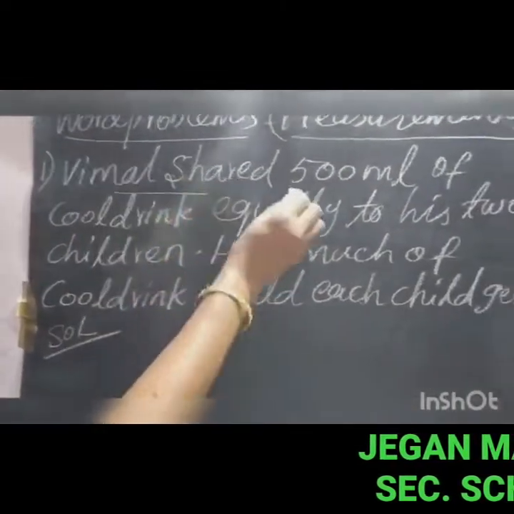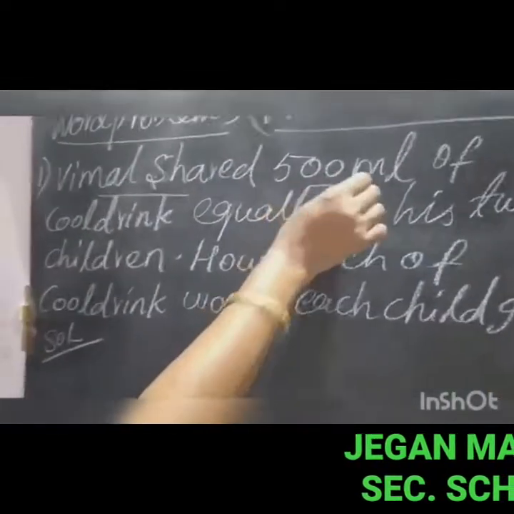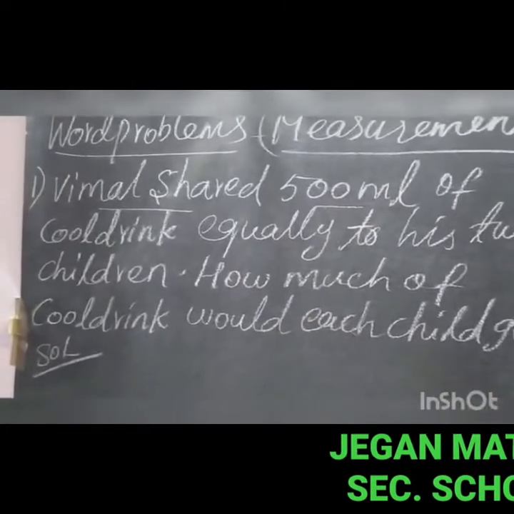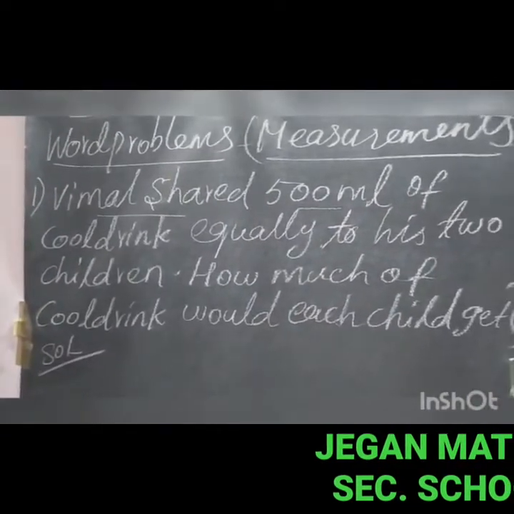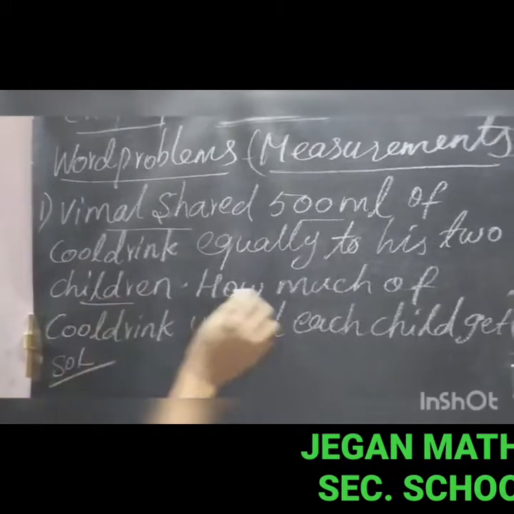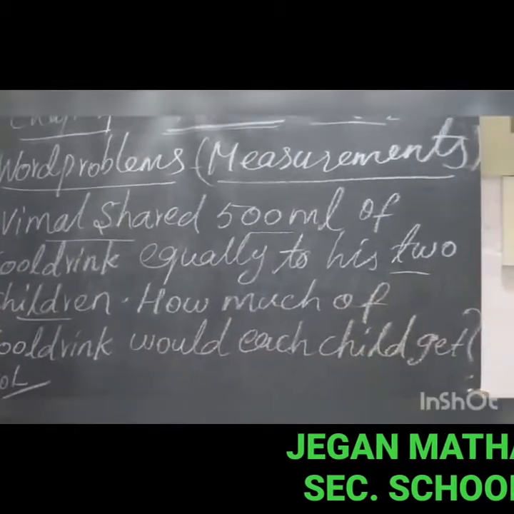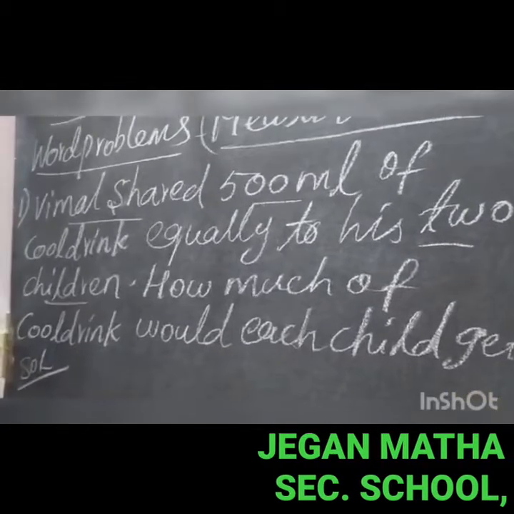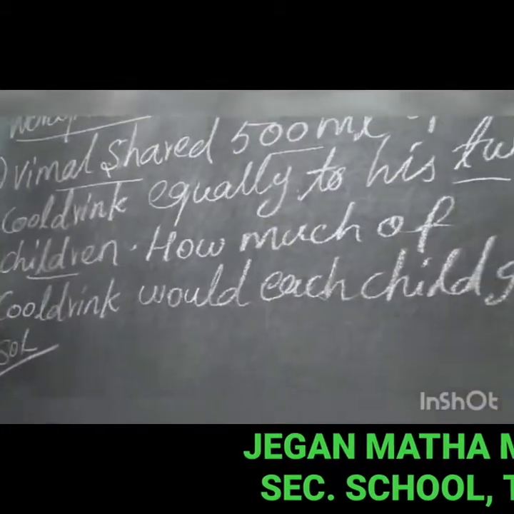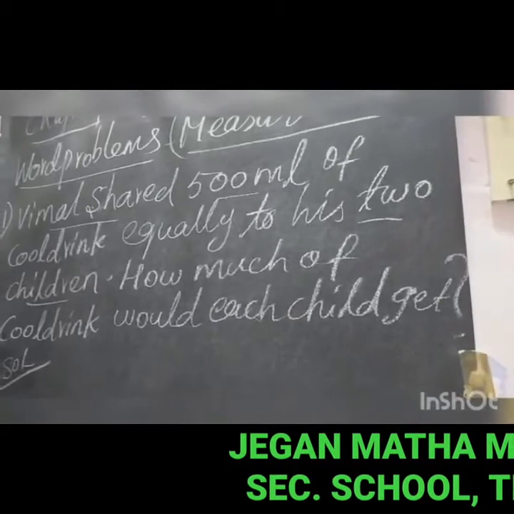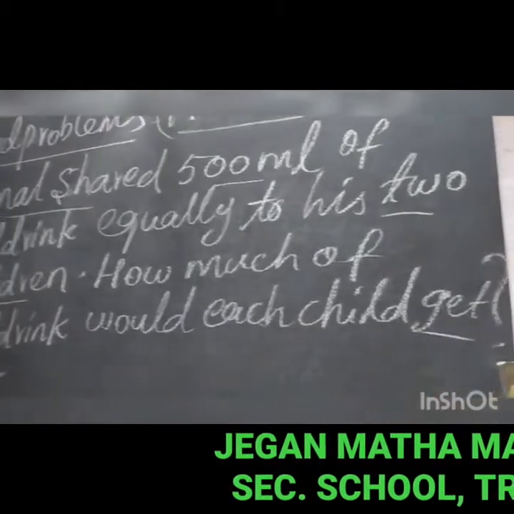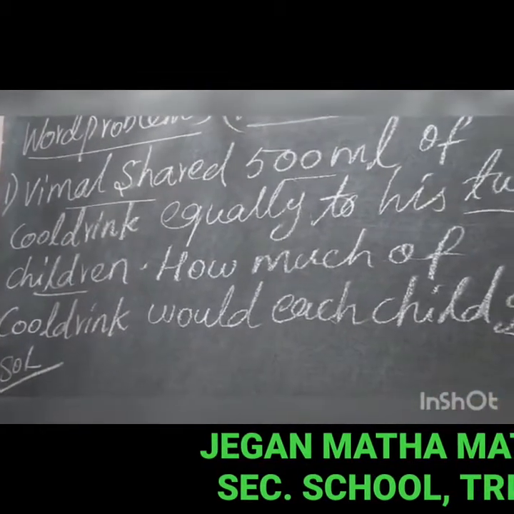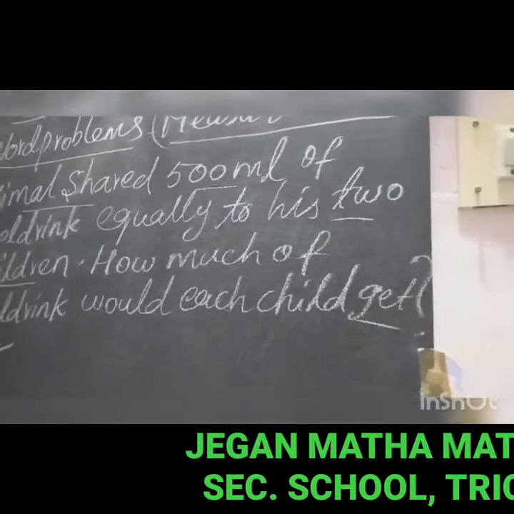Vimal shared 500 milliliter of cold drinks equally to his two children. Number of children: 2. How much of the cold drinks would each child get? That is the question. You have to find out the amount of cold drinks that each child gets. Now, since this is a word problem, you want to write some simple steps.